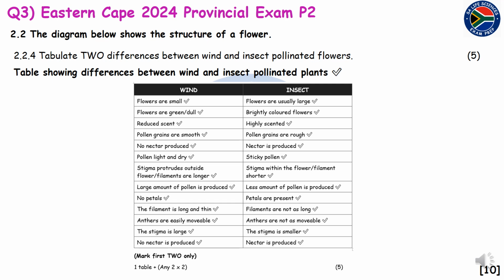Now, you can pause the video here and read through the differences and then mark what you've written. Remember that the differences that you write must match. So if you write wind-pollinated flowers are small, on the other side you have to say that insect-pollinated plants are large. So finally, give yourself a mark out of 10, and then we can move on to the next question.